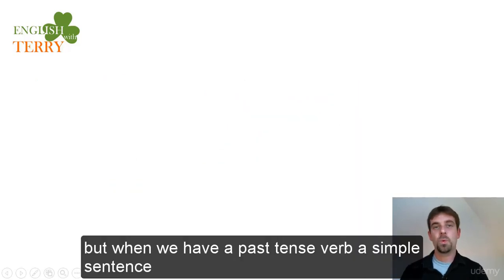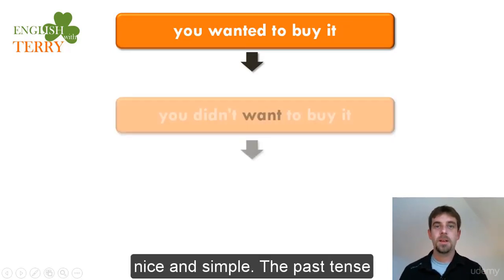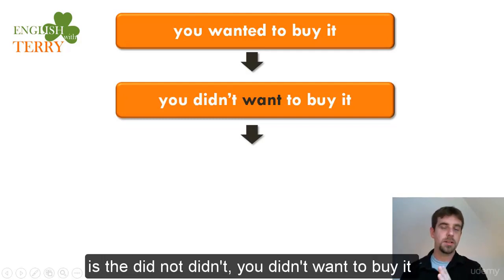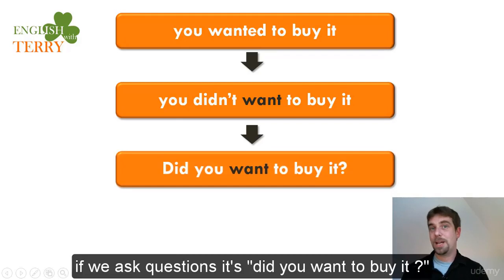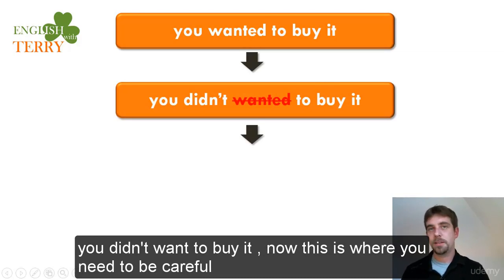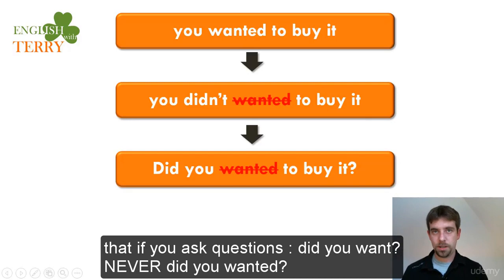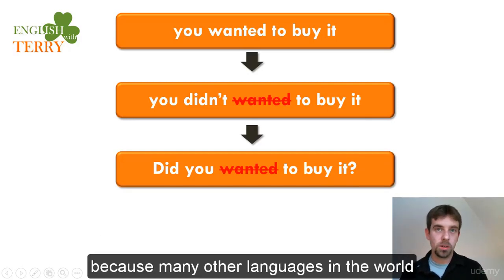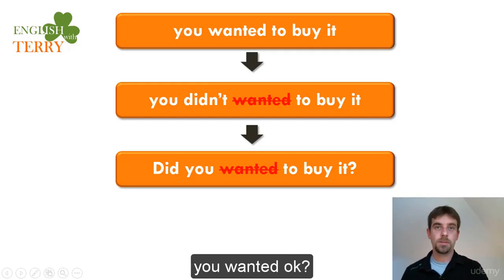But when we have a past tense verb, a simple sentence, you wanted to buy it. Nice and simple. The negative is didn't: you didn't want to buy it. So the past tense word is only in the affirmative, the fact, you wanted. If we ask questions, it is did you want to buy it? Now, you need to be careful and learn the past tense rules: if you ask questions, did you want, never did you wanted, because many other languages in the world do not change the past tense word like English. So the past tense word is only in the affirmative, you wanted, okay?